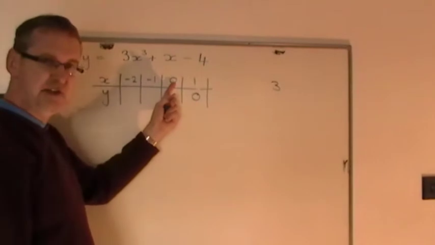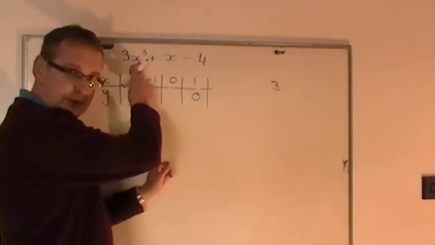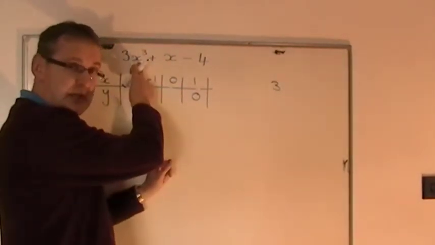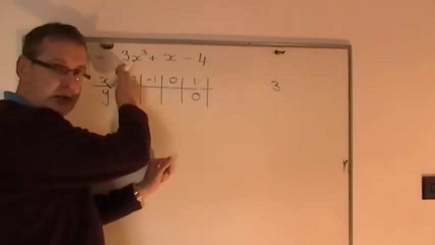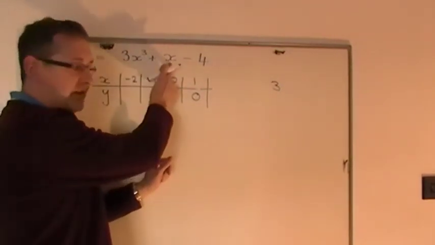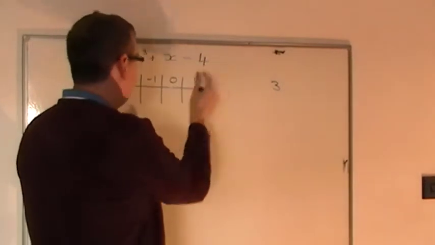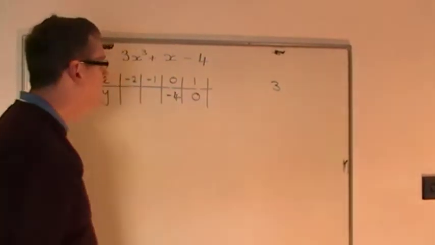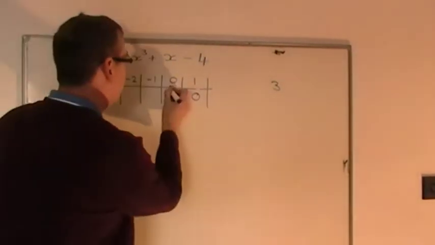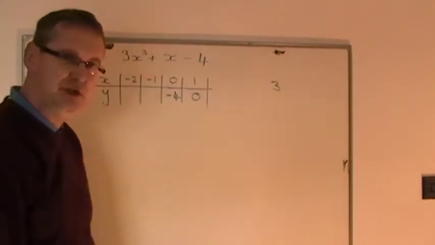What happens if x is nothing? Well, nothing cubed is nothing. Nothing times nothing is nothing. You treble it, you get nothing. Add nothing, it's still nothing. Take away 4, you get minus 4. So those two are fairly straightforward to do without writing any calculation down.